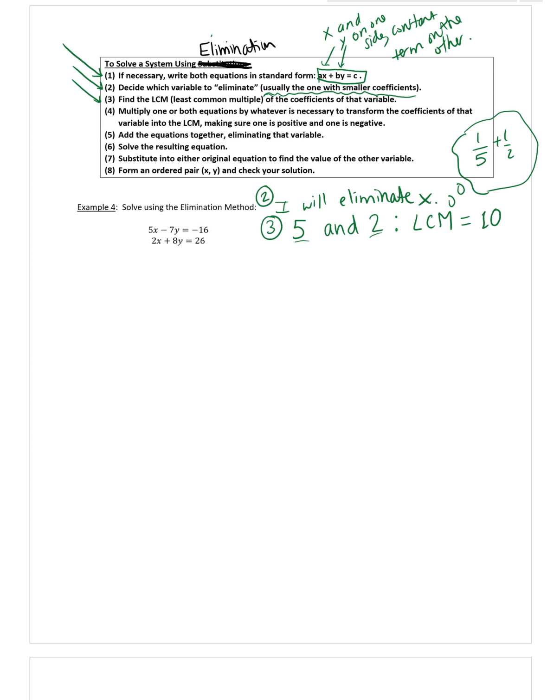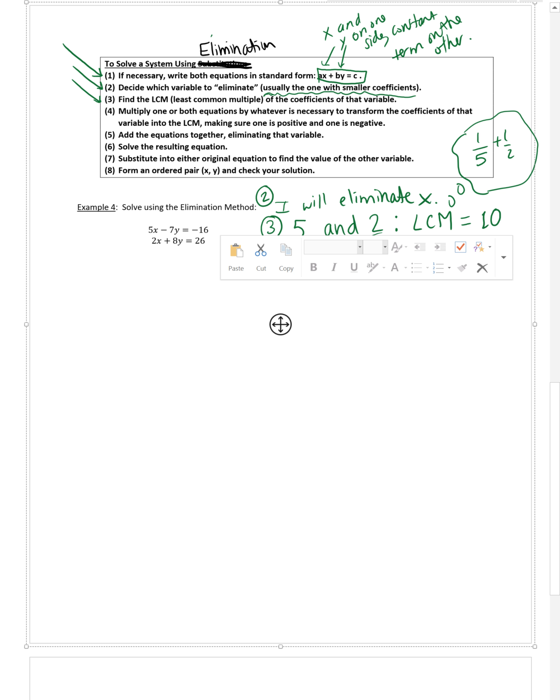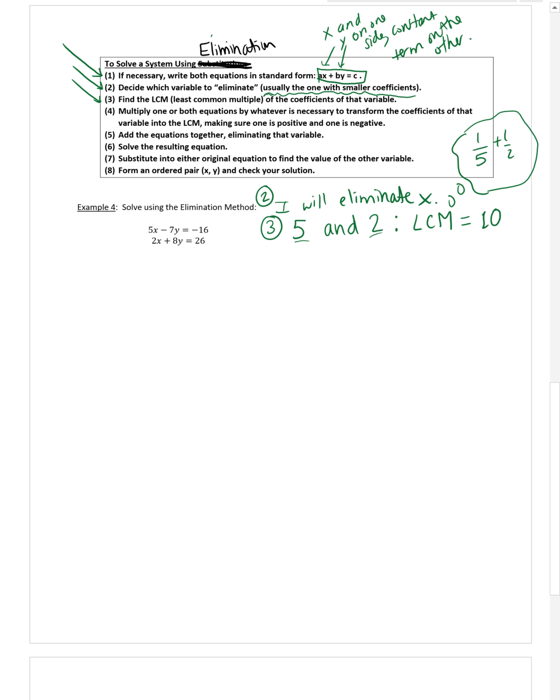Okay, so we found the least common multiple. And basically the next step is us trying to make the coefficients of x, currently 5 and 2, both be 10. Although I want one to be negative and one to be positive, like we talked about in the last example. So step 4 will be, you're going to multiply one or both equations by whatever is necessary to transform their current coefficients into the least common multiple, making sure that one is positive and one is negative. So you need them to have opposite signs.